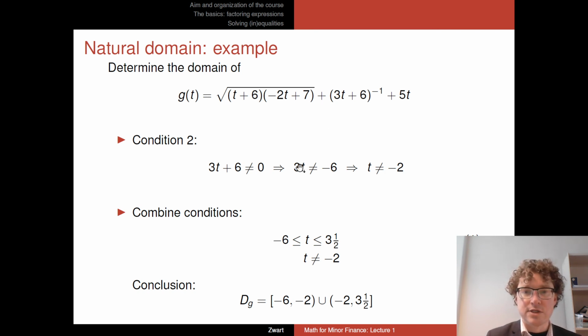So the final result, if we combine those two conditions, the natural domain of this function is this combination, or union, as it's called, of these two intervals: the half open interval of all the numbers between minus 6 included and minus 2 not included, and any number t between minus 2 and 3.5, where 3.5 again is included. So that's what we just found.